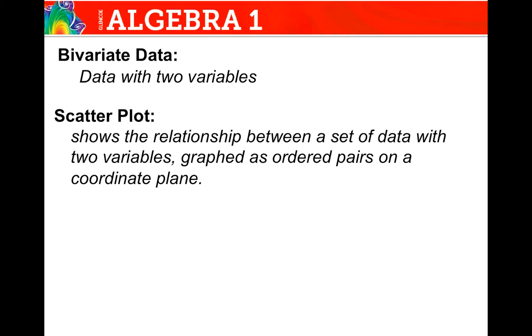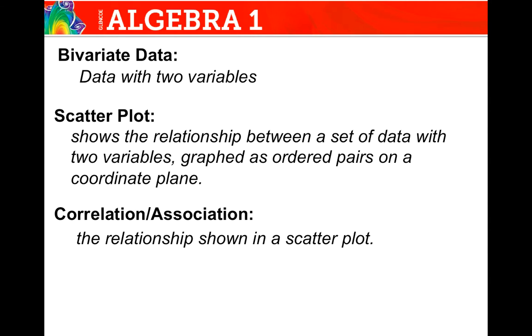So that scatter plot shows the relationship between a set of data with two variables, graphed as ordered pairs on a coordinate plane. I always like to use the example of arm length and height, or it could be gallons of gas pumped and the cost of your bill after pumping the gas, and things like that. The other thing we'll talk about is correlation and association. The correlation is that relationship shown in a scatter plot.